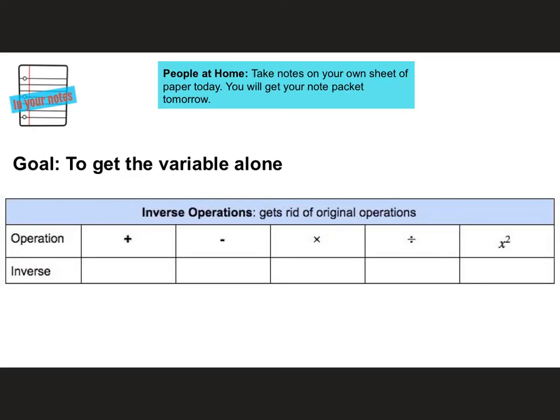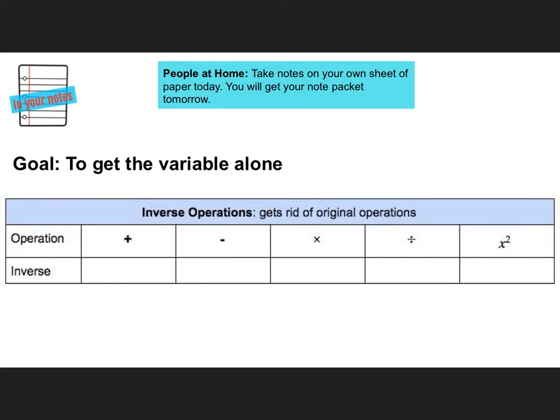So very first, let's take a quick review here and talk about our goal when we're solving equations, which is to get the variable alone. And to do this, we're going to use inverse operations, which are the opposite of the original operation. So the opposite of addition is subtraction. Opposite of subtraction is addition. Opposite of multiplication is division. So opposite of division is then multiplication. And opposite of a squared is a square root.